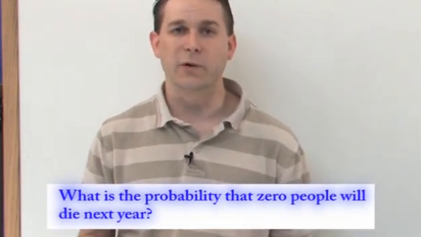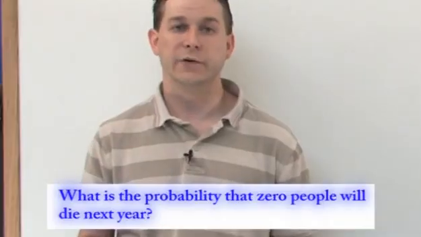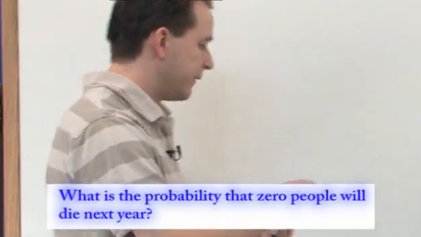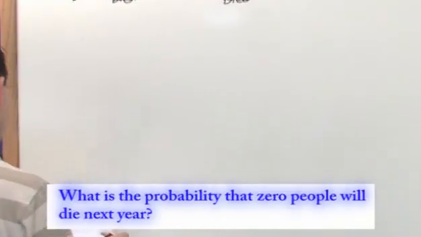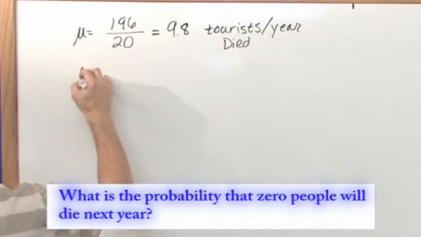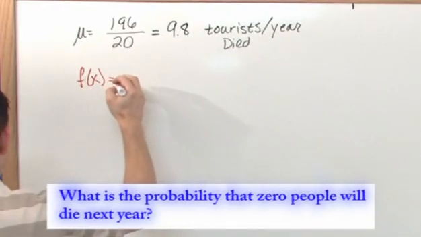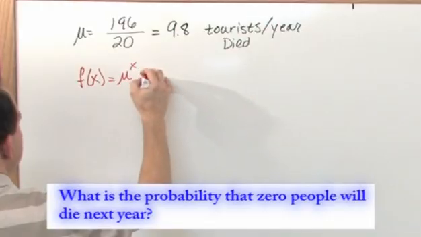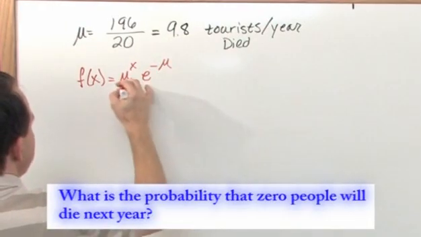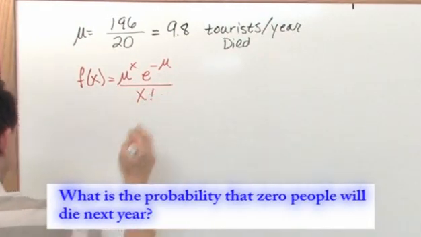Okay, so what we need to do is write down the Poisson function for this problem and then just plug it in. This is actually pretty easy to do compared to the binomial problems. So the Poisson distribution function, to refresh your memory, is equal to mu to the power of x times e to the minus mu over x factorial.